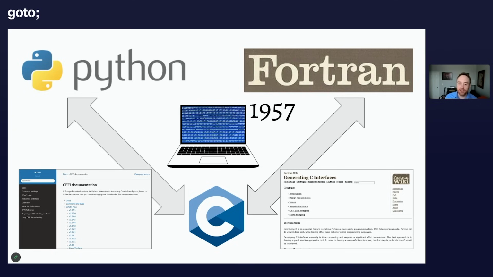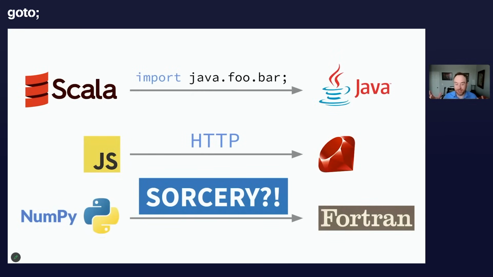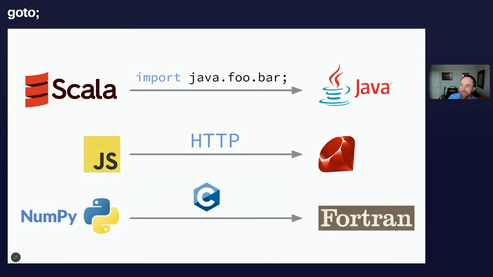At the end of the day, knowing that computers are just ones and zeros is kind of a superpower. You can really do a lot of stuff that might seem intractable or like sorcery. That certainly was my impression when I first heard about this. I was like, NumPy is using Fortran bindings under the hood? Surely that has to be something like sorcery. Turns out it's not sorcery. It's C.